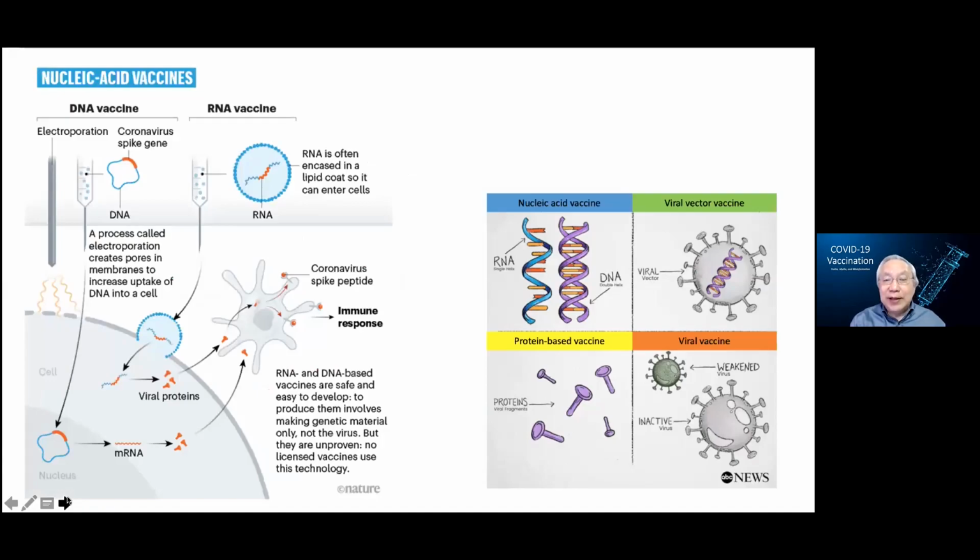Then you have the nucleic acid one, which is the latest, the Pfizer and the Moderna, where we actually create part of the RNA. The RNA is made out of nucleotides that we create in the lab. That means no actual virus was used, and this was injected. That's why this is such a new technology.